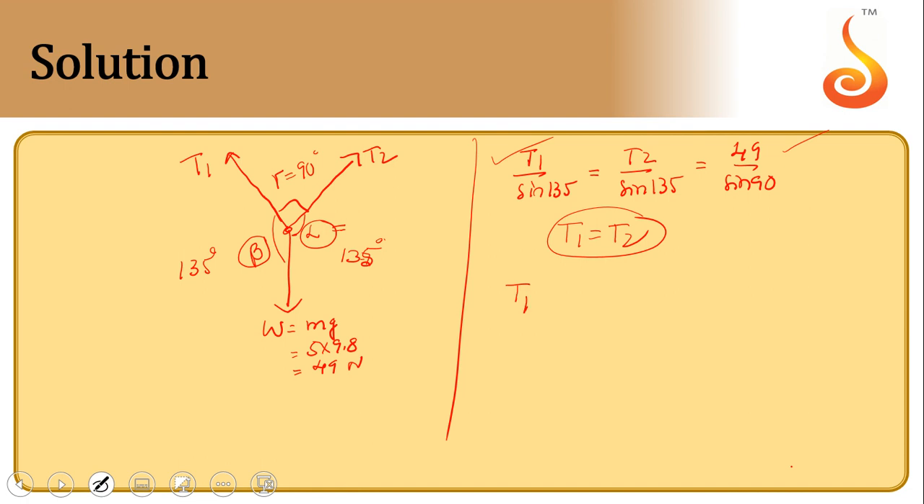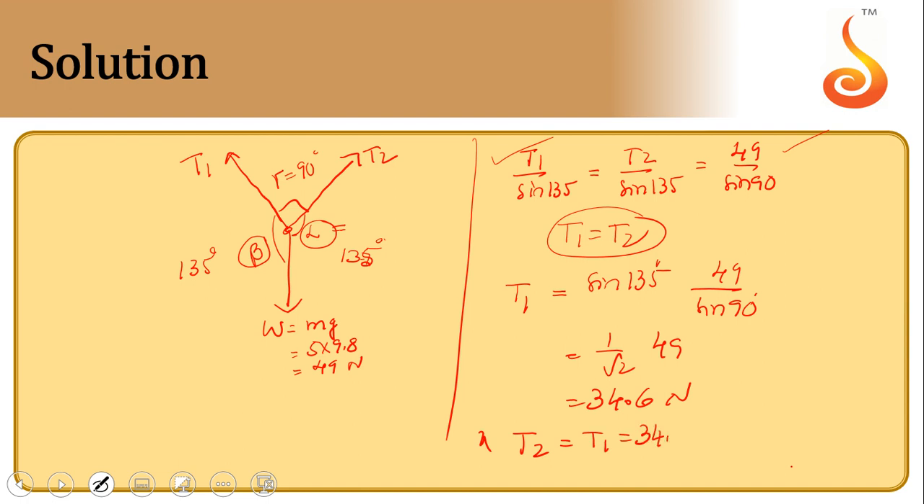That gives us T1 is equal to sine 135 into 49 divided by sine 90. Sine 90 is 1, sine 135 is 1 by root 2, into 49. That becomes 34.6 Newton, and T2 is also equal to T1, which is 34.6 Newton.